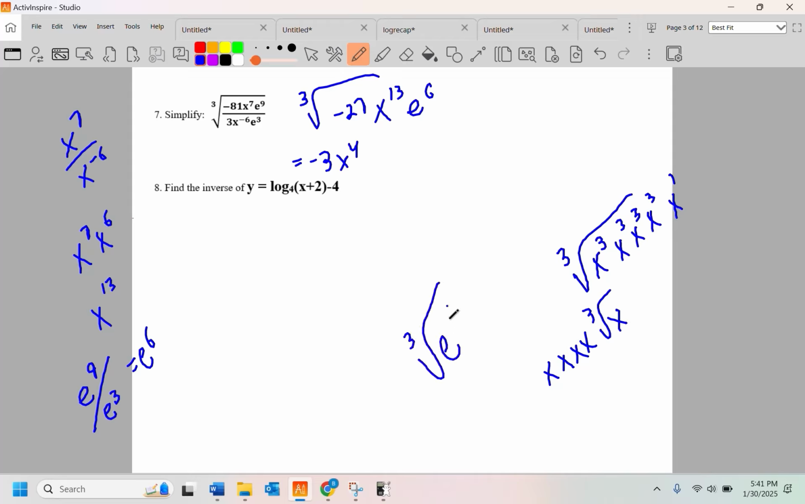Cubic root of e to the 6th is the next thing to analyze. That is the cubic root of e cubed times e cubed. And each one of them generates an e on the outside, and they actually are gone. And e is e squared. So negative 3x to the 4th e squared.